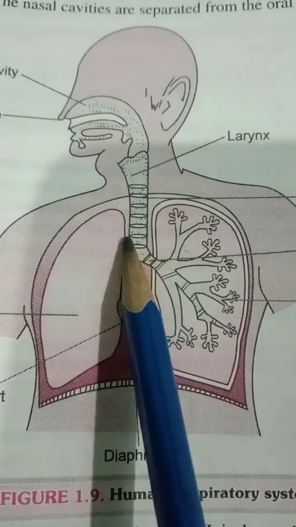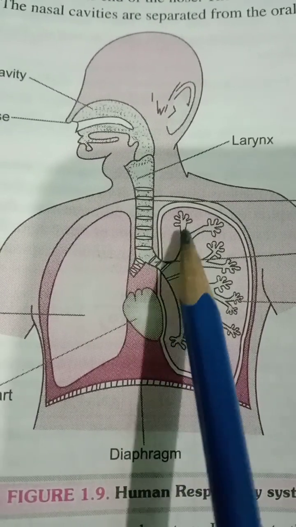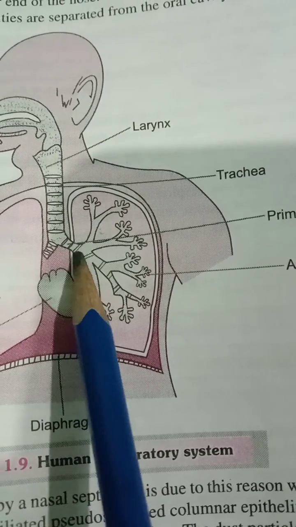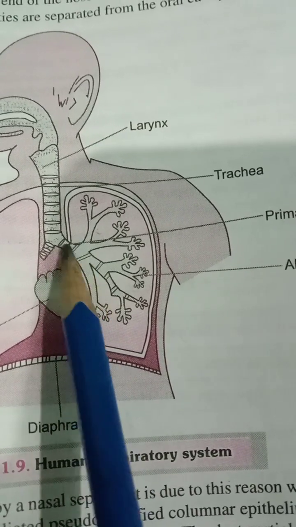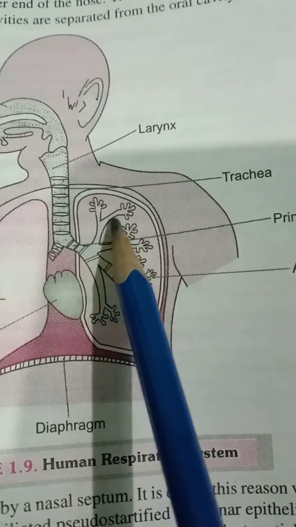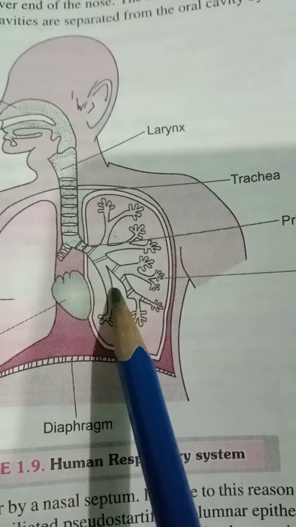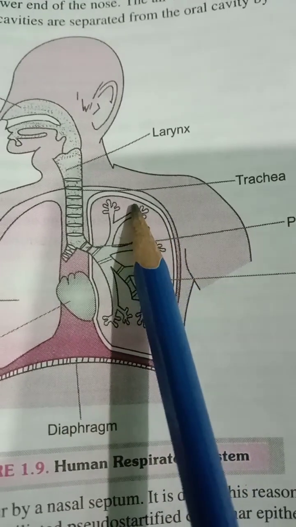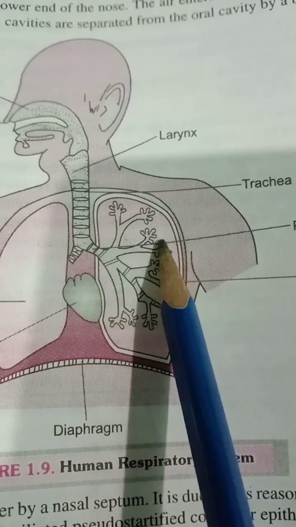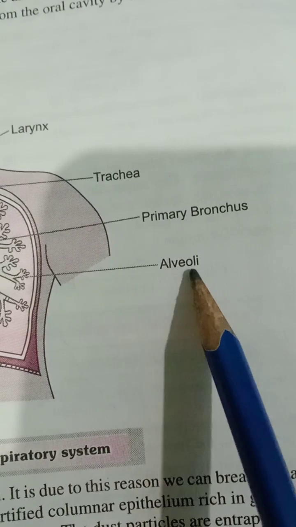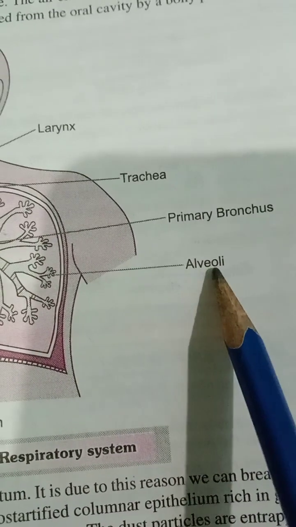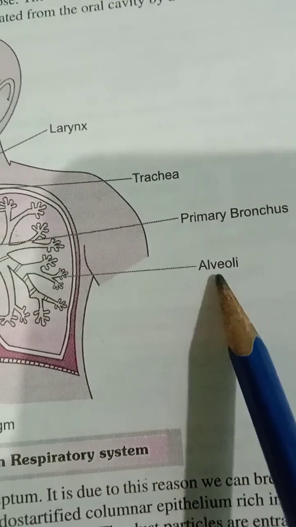Now as the trachea enters into the lungs, that entry is called the bronchi. This bronchi again branches, and these are called bronchioles. You can see the branches. And the balloon-like structures at the end of these bronchioles are called alveoli. Alveoli are the main part where the exchange of gases happens.